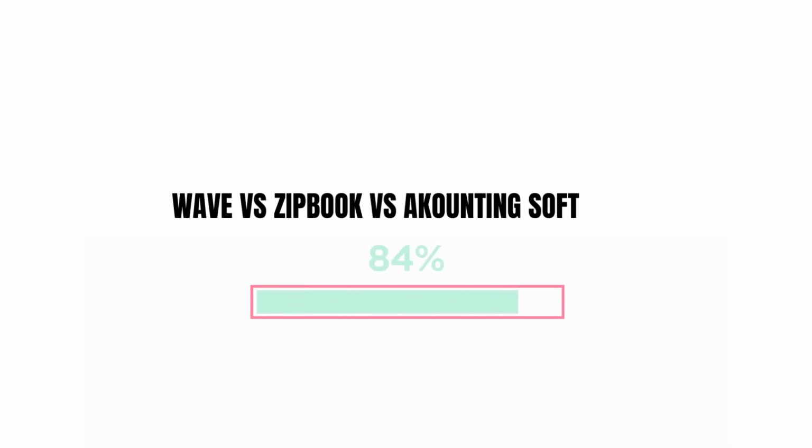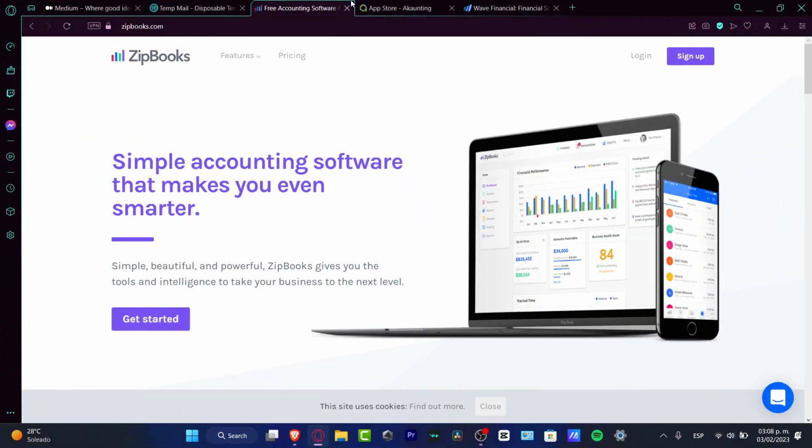Zipbooks, Accounting, or Wave. Let's see which one fits us best if we are starting with a small business and we want to take it to the next level. To get started, I just use free accounting software and free tools to figure out which one is the best. But at the end of the day, it's your own decision which one is best for you.